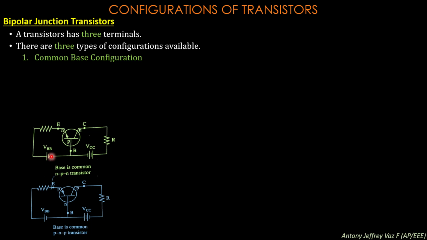You see this is the negative terminal of the battery, and in VCC also this is the negative terminal of the battery. So you are applying the negative voltage, that is the 0 volt ground voltage, to the base terminal, while the emitter and the collector terminals are connected to the positive ends of the battery. This is the NPN transistor configuration, and for the PNP configuration it is also the same, but the transistor is a PNP transistor.